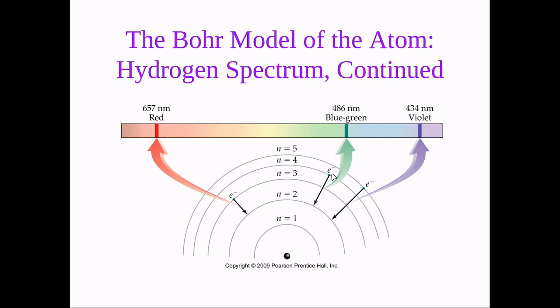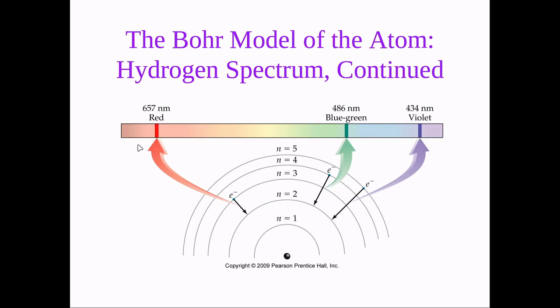When we have it going from n equals 4 to n equals 2, we have a larger transition, so we're going to have more energetic light emitted, and that's where we get this blue-green line here. And when it goes from n equals 5 to n equals 2, it has an even longer distance to relax. Then we're going to see the emission of the highest energy light, in this case violet.